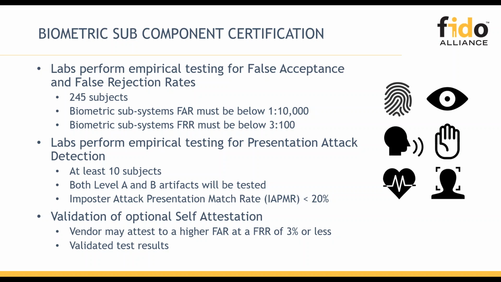The testing requires 245 subjects, and for the biometric subsystem to achieve the FAR, it must be 1 in 10,000 at an 80% confidence level for a 3% FRR. So that's why you see the FRR must be below 3 in 100 at an 80% confidence level.